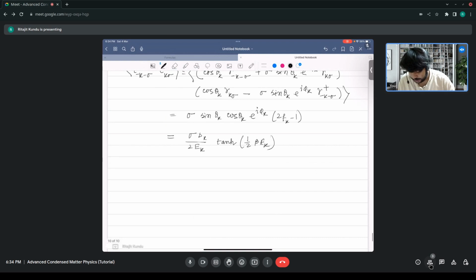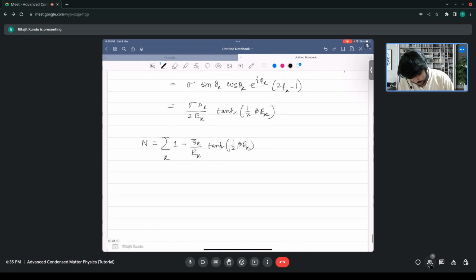So let me write out all of the expressions that I started with. The number is given by the sum over k of one half times (1 minus ξk by Ek) tanh of half beta Ek. If you calculate this quantity, you see we have reduced all of the expectation values into simpler quantities. We know Ek, we know ξk, and if we know all of this, we know the number.